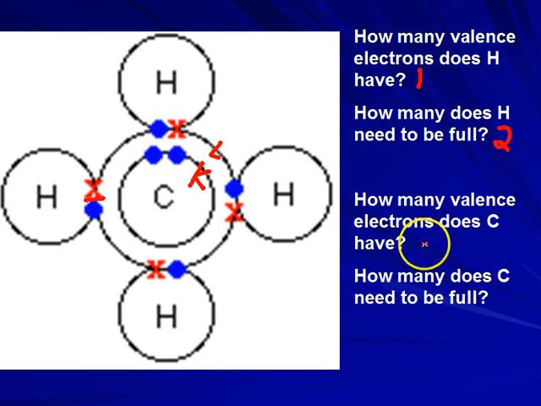So how many valence electrons does carbon have? Well, let's count. We got 1, we got 2, we have 3, and we have 4. So it has 4. Now how many does it need to be full? Well, we just talked about that. That second shell needs 8. So somehow it's got to pick up 4 more. So what did it do? Well, each hydrogen will share an electron with it.